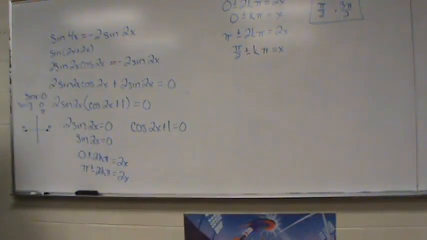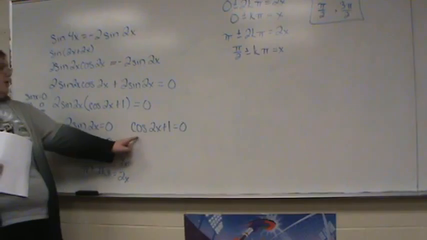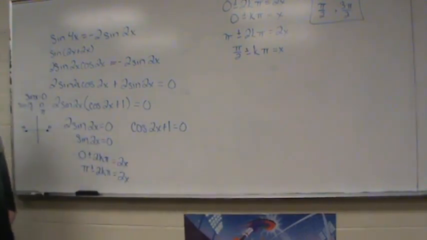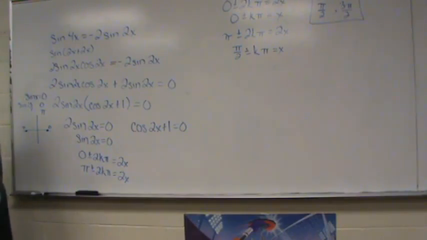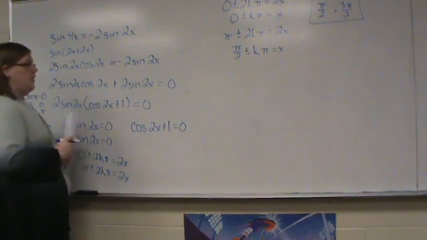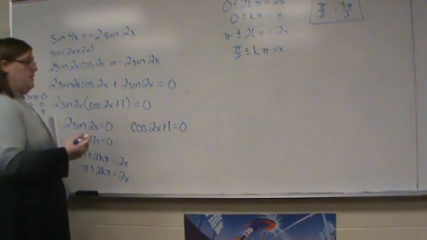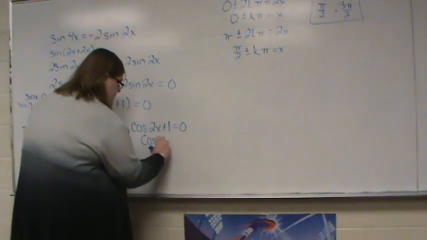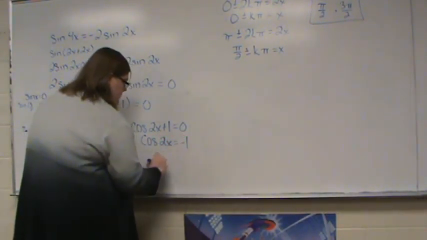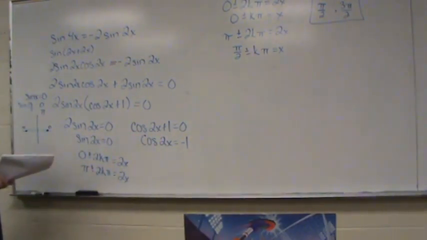For problem number 2, yes. Now, that's for the sine 2x. We still had cosine 2x plus 1 equals 0. So now we have to solve for that one as well. So for cosine 2x plus 1, we need to subtract the 1. And now we need to solve cosine 2x equals negative 1.